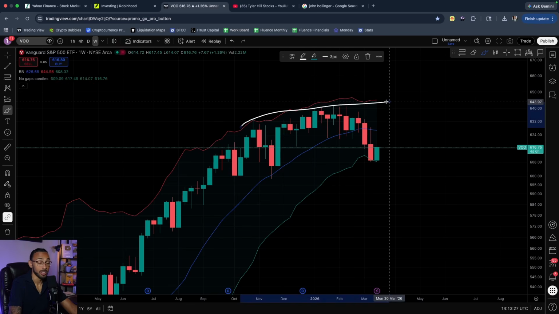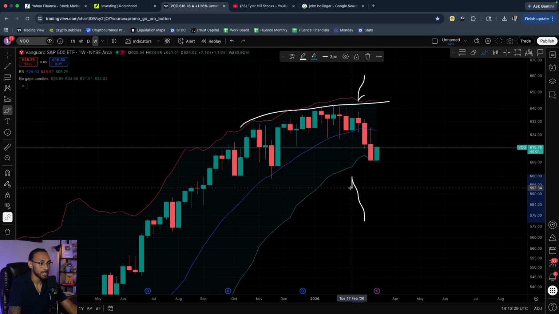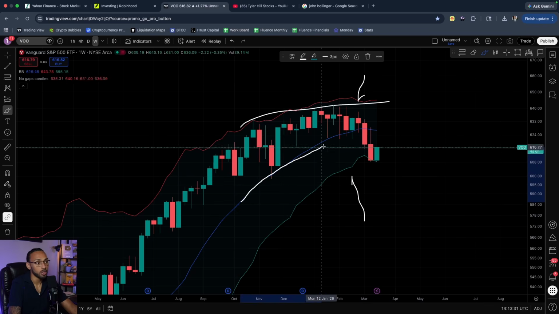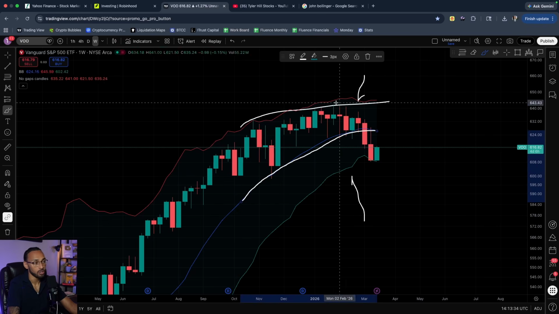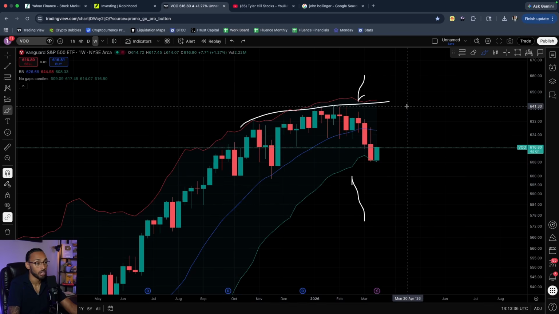The red side is, well, obviously too high. The green side is, well, too low. And this blue line right here is the 20 simple moving average. And combined, these create what's called the Bollinger Band envelope.